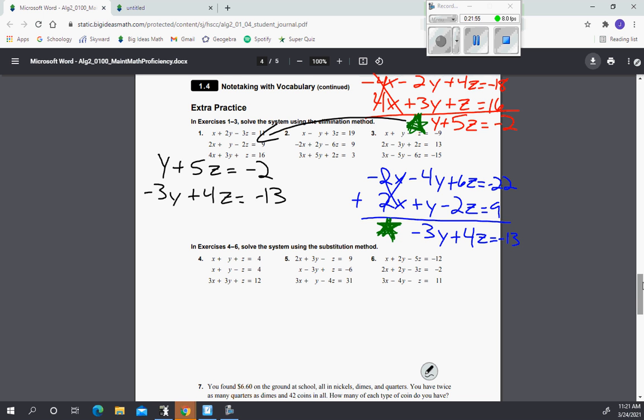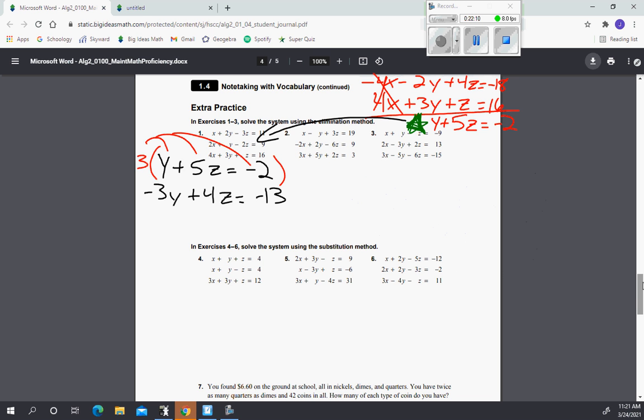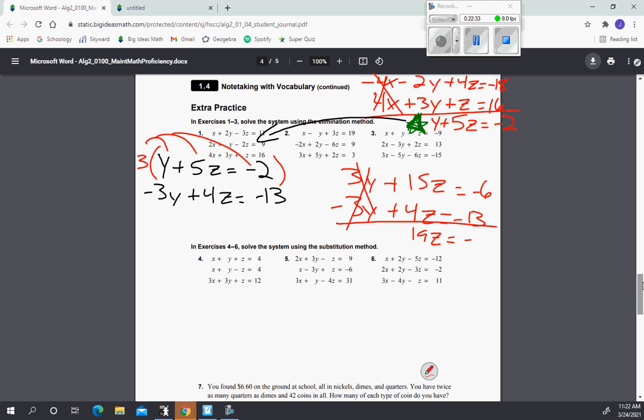Again, I have to solve for one variable. I'm going to solve for y. To do that, I need this top equation to be a positive 3. So I'm going to get, let me erase this right here. I'm going to get 3y plus 15z equals negative 6. I'm going to have negative 3y plus 4z equals negative 13. Add those together. Cancel out, we get 19z equals negative 19. Z is equal to negative 1.